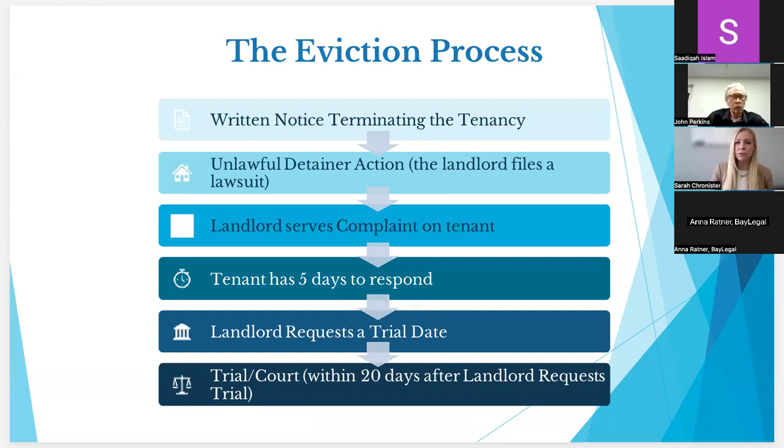If the original notice was a 30-day notice, the landlord has to wait for that to expire. Tenant then has time to respond. Landlord has to file a request to set for trial. It then gets set. All said and done, usually a couple months have gone by from that first written notice before a tenant might find themselves in court for their trial.